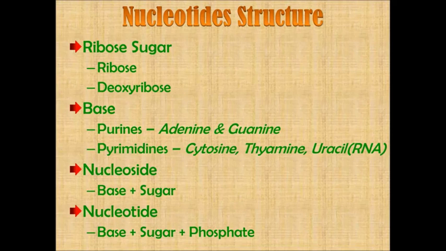There are two types of sugar, which are ribose sugar and deoxyribose sugar, and bases are of two types, purine bases and pyrimidine bases. Purine bases are adenine and guanine, and pyrimidine bases are cytosine, thymine, and uracil in case of RNA. Now, what is a nucleoside? When a base and a sugar are combined, it is called a nucleoside. And when a base and a sugar are combined along with phosphate, it is called a nucleotide.